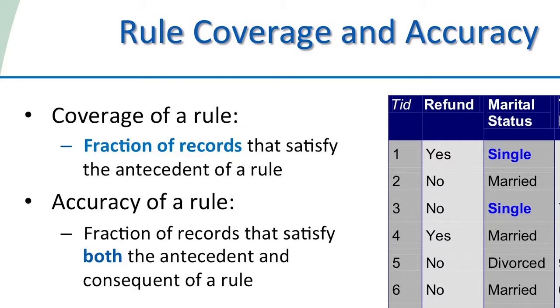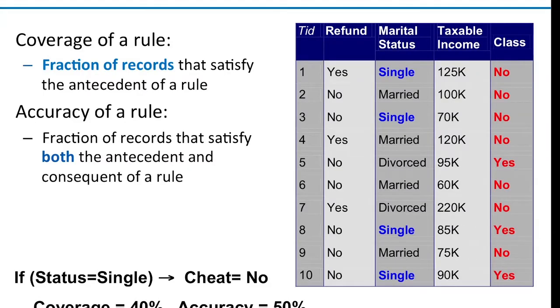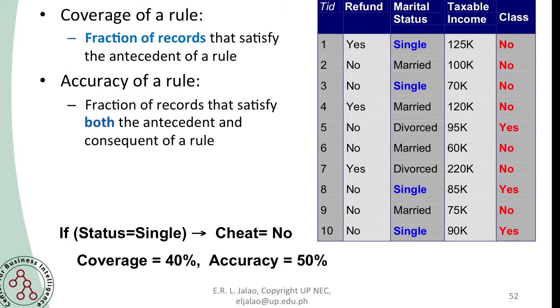On the other hand, we talk about accuracy. Accuracy of the rule is the fraction of records that satisfy both the antecedent and the consequent of the rule. So out of 4 single status rows, how many have cheat equals no? So if you look at the data, there are 4 rows that have marital status equals single, and 2 of them have cheat equals no. Hence, accuracy is 50%.